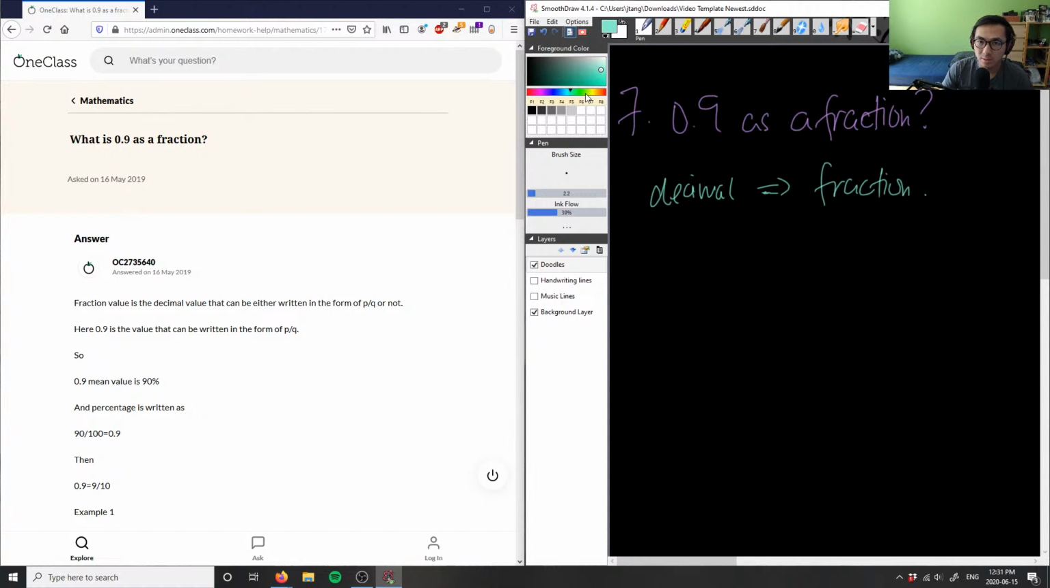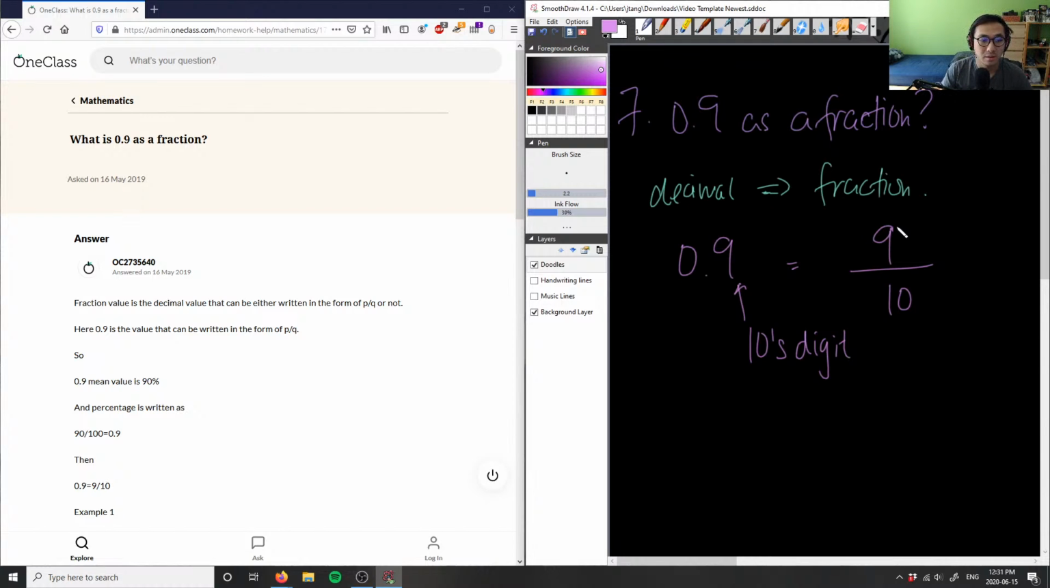So what we can do here is I have 0.9. And as you can see, the whole part is 0, so I don't care about it. But I care about this part here, because this part, 9 is in the tens digit. So you can say that the denominator is going to be 10, and the numerator is simply just the decimal. So whatever is in the place, which is going to equal 9.